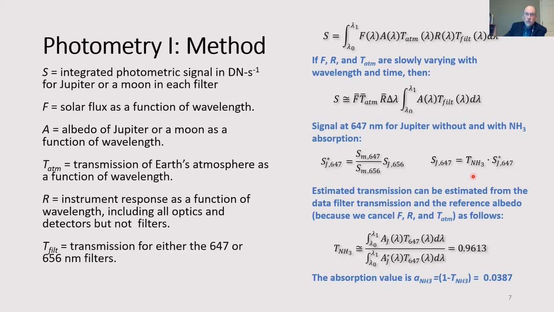We can go one step further, and we can go back to that other slide where I showed that small deficit that you see in the signal in 647 that's due to ammonia. You can let these terms cancel out. All you have to do is integrate the albedo of Jupiter with and without ammonia absorption in the 647 filter there, and you find that you get a signal of about 0.96 in terms of the transmission, which means our ammonia absorption is about 0.0387, about 3.8%.